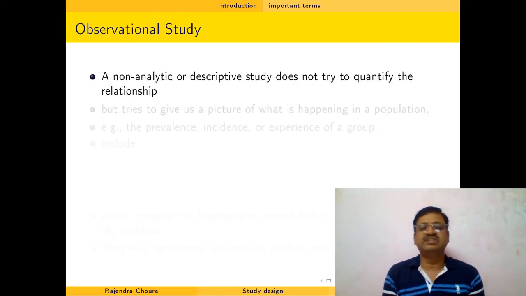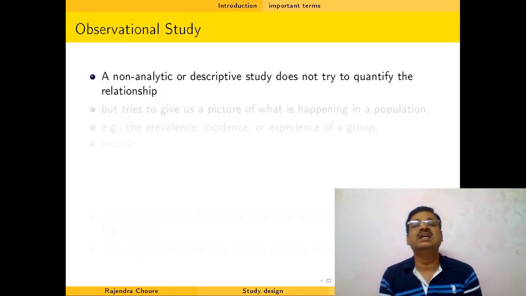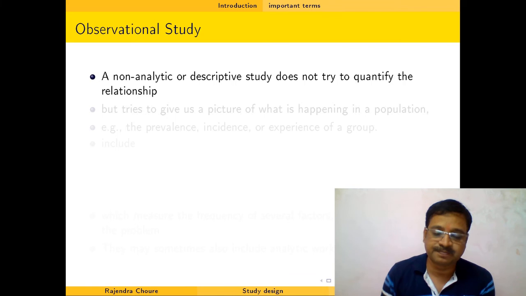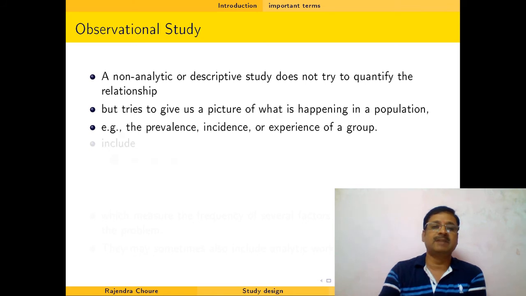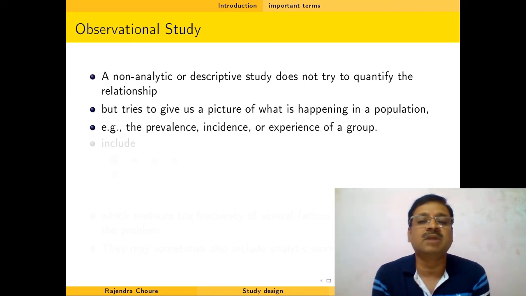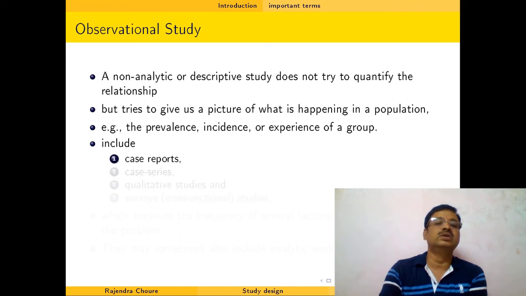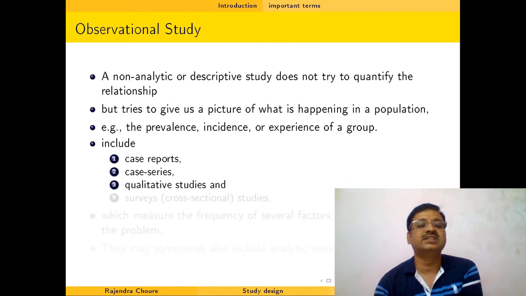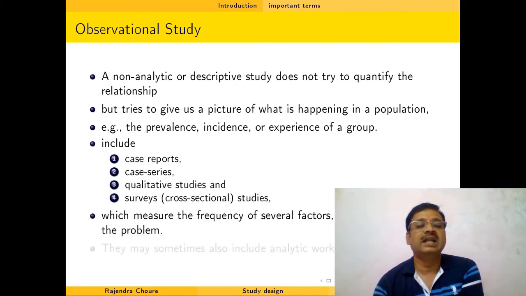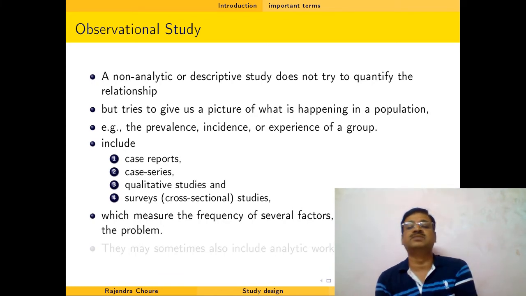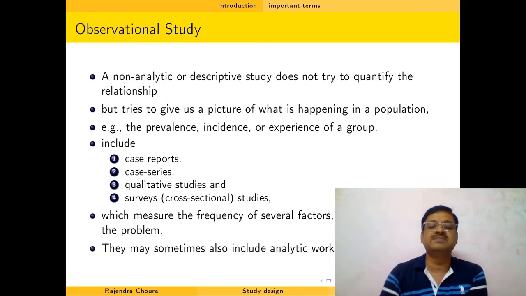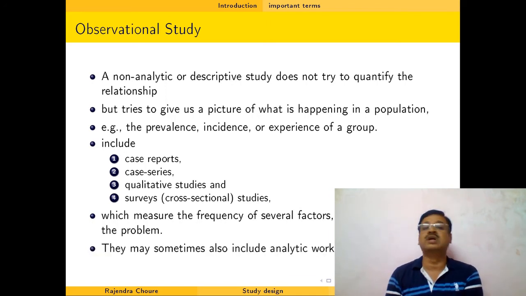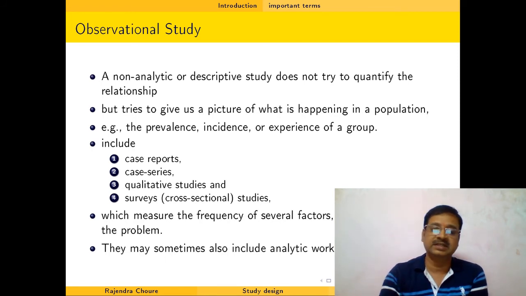Then there are non-analytic, descriptive observational studies. These do not try to quantify a relationship, but try to give us a picture of what is happening in a population. For example, the prevalence, incidence, or experience of a particular trait in a group. These include case reports, case series, qualitative studies, surveys, and cross-sectional studies. These studies measure the frequency of several factors and hence the size of the problem. They may sometimes also include analytic work, comparing different groups, as we discussed earlier.